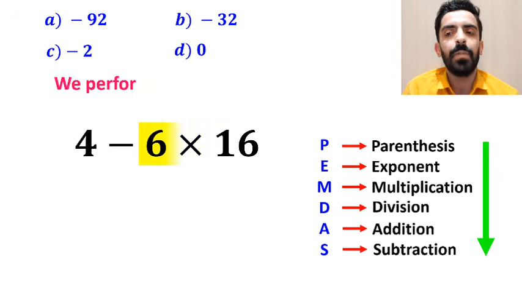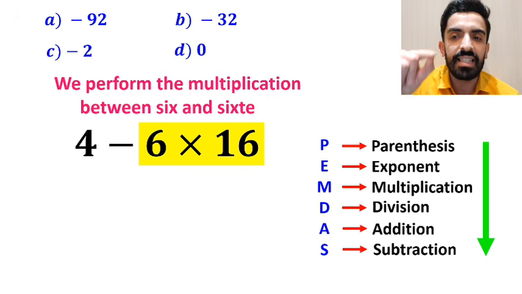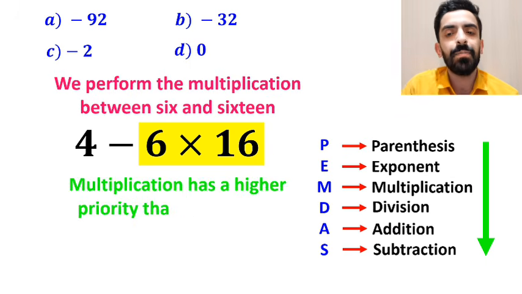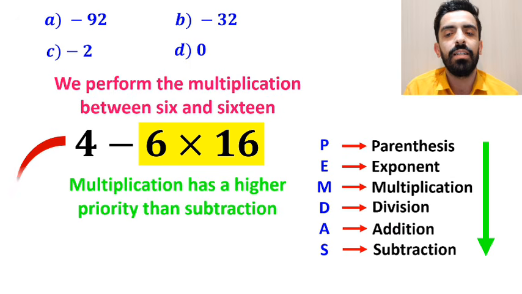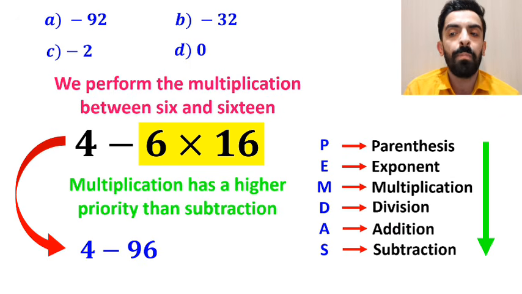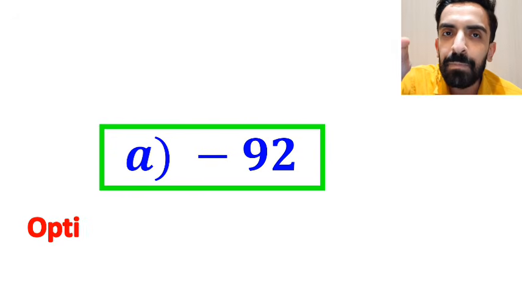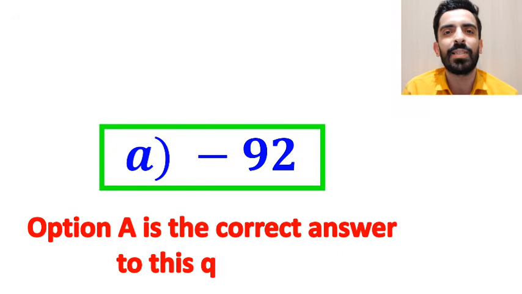And the final step, we perform the multiplication between 6 and 16 because multiplication has a higher priority than subtraction. And this expression becomes 4 minus 96, which finally gives us the answer negative 92. That's great. Option A is the correct answer to this question.